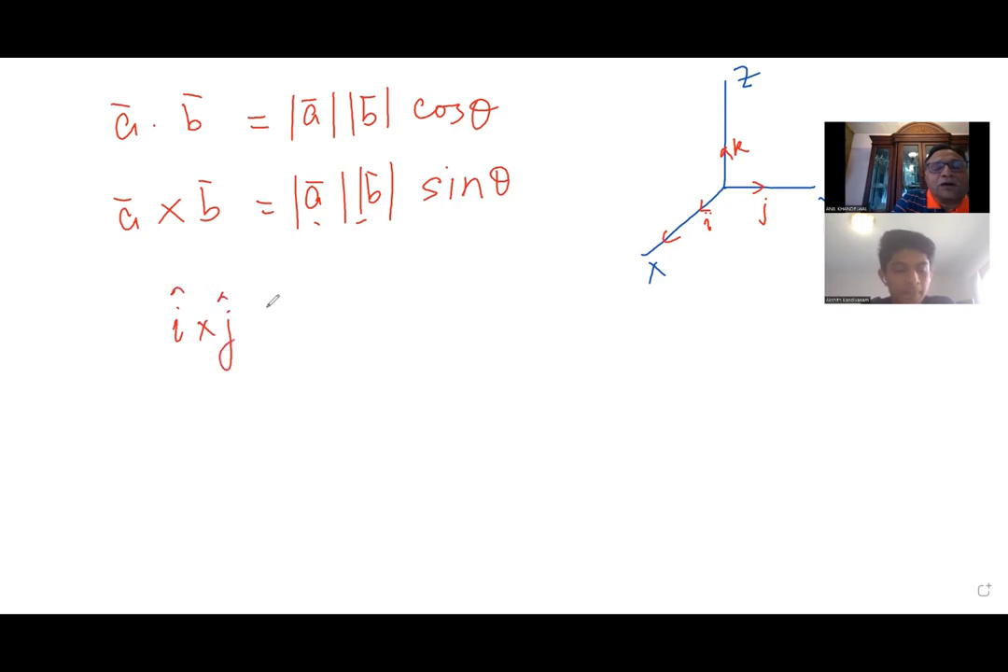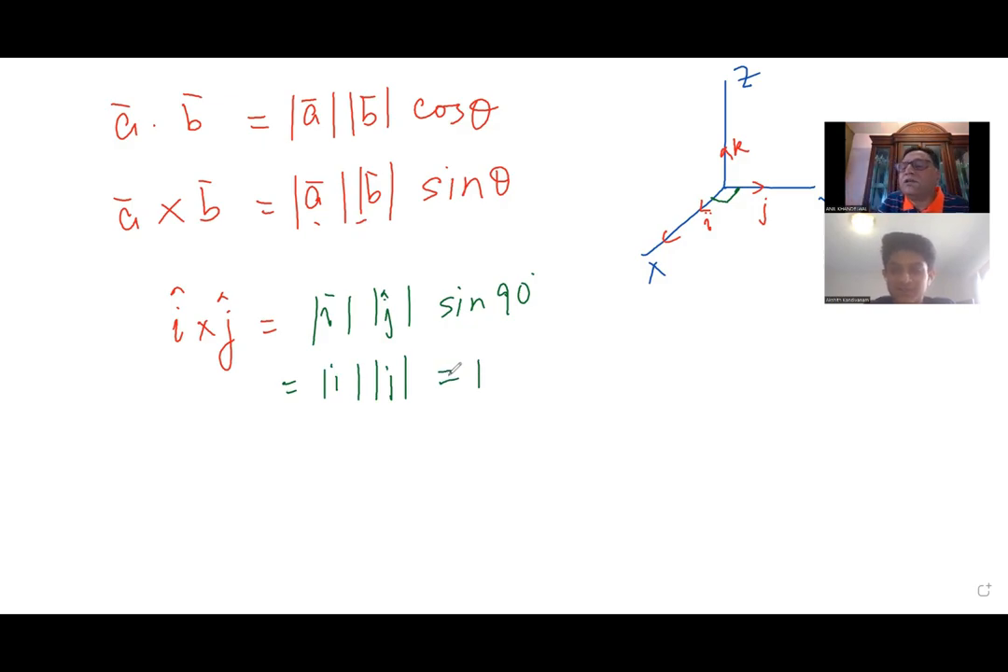So what is I cross J? This is what we need to figure out. The angle between I and J is 90 degrees. So this is magnitude of I times magnitude of J times sine of 90 degrees, which is 1. So this equals magnitude of I times magnitude of J, which is also 1, so the magnitude part we have got. What is the direction? When I take the cross product of I and J, it moves up, which is the direction of K. So it is in the direction of K.